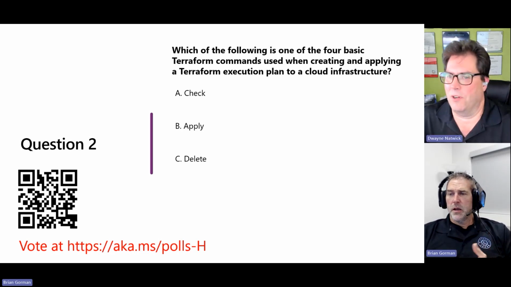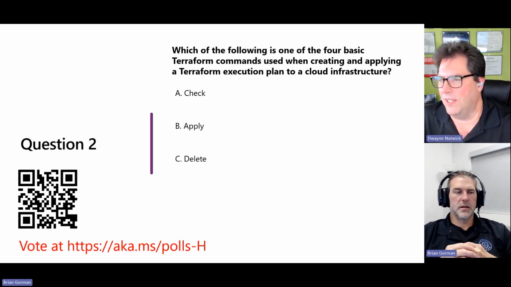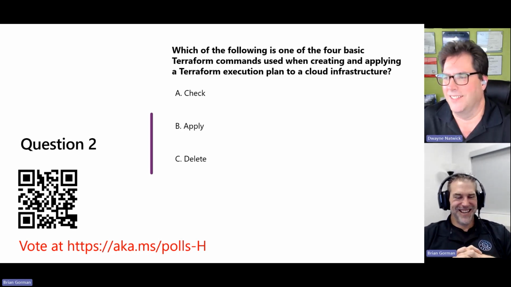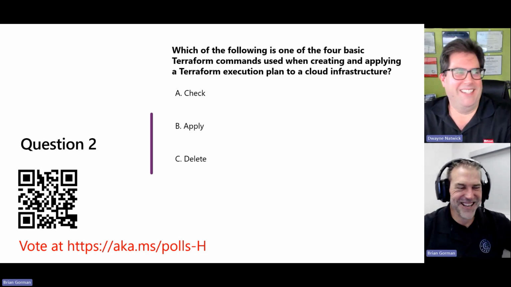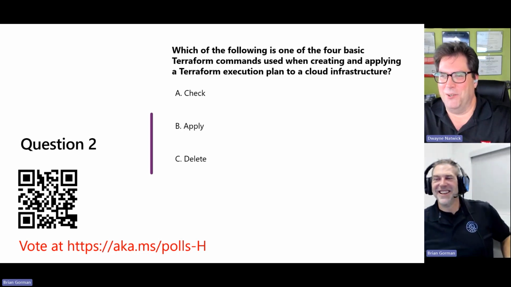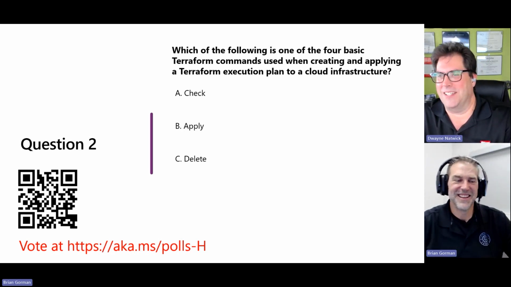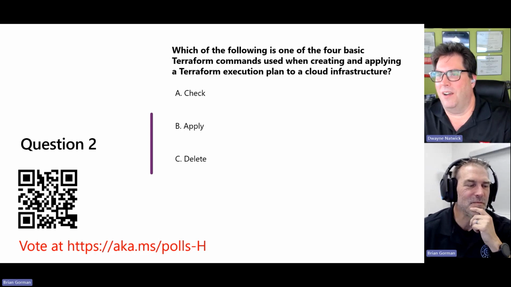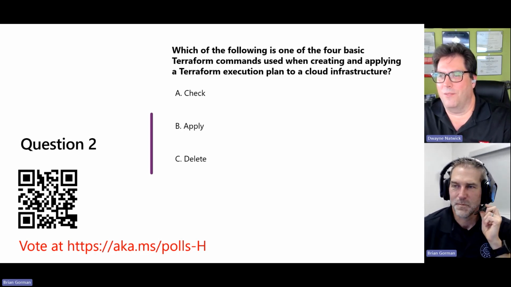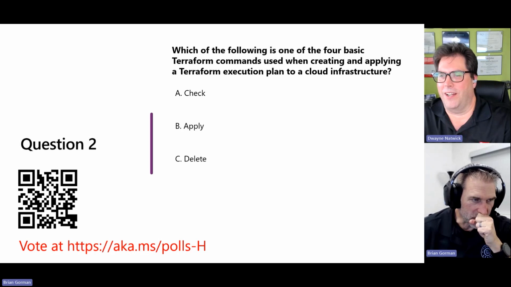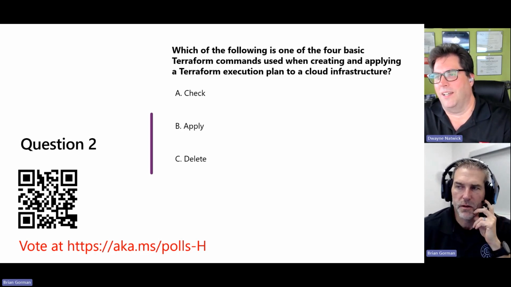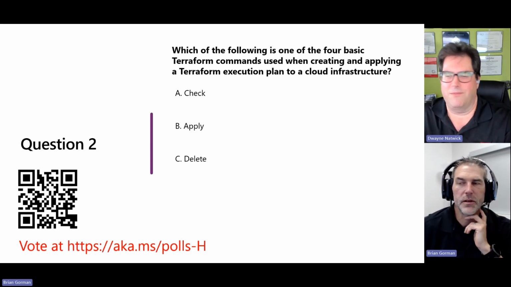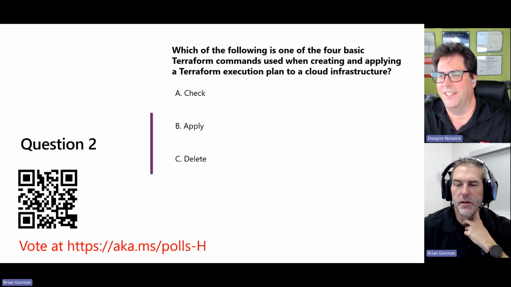Very, very good. Yeah, we're on question 2, so hopefully everybody, while Brian and I were bantering about getting pulled over by the police and things like that, you started on question 2. Hit the QR code again to answer the question around which of the following is one of the 4 basic Terraform commands used when creating and applying a Terraform execution plan to a cloud infrastructure. And if you're paying close enough attention, you might find the answer in the stem, right?